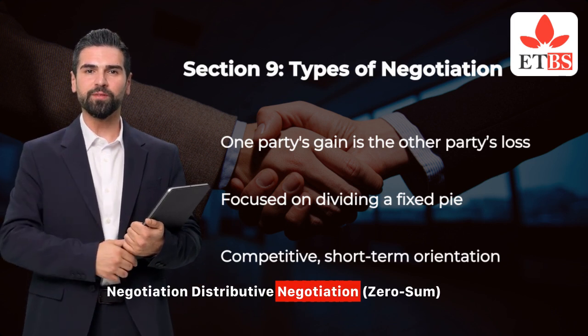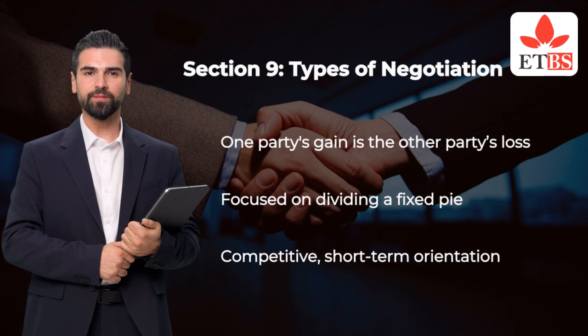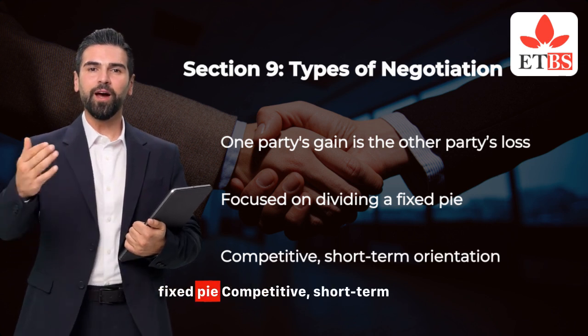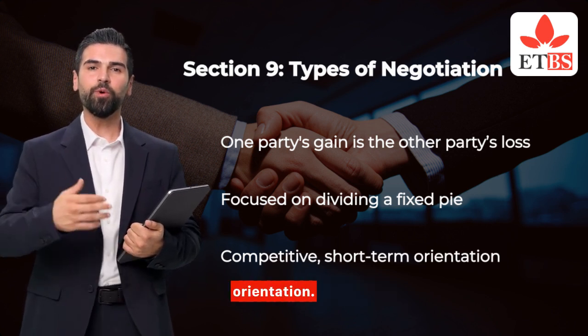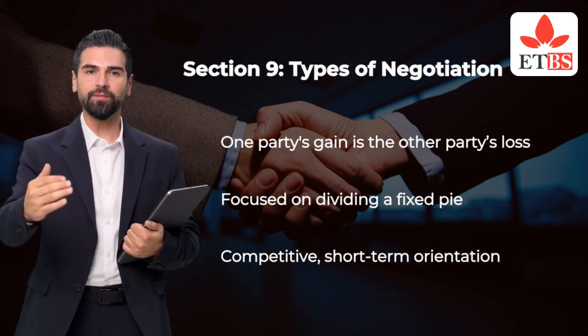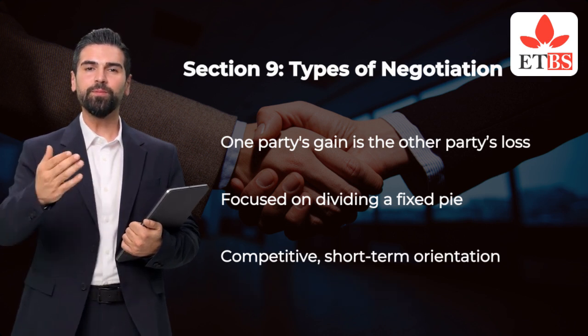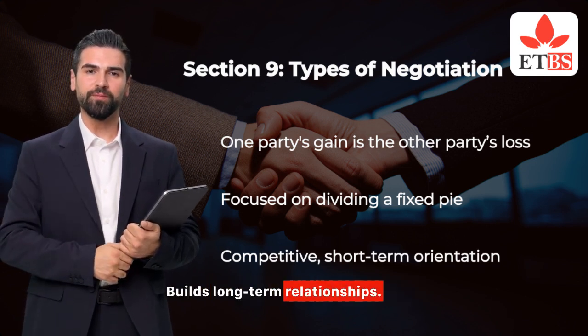Section 9. Types of negotiation. Distributive negotiation, zero sum: one party's gain is the other party's loss, focused on dividing a fixed pie. Competitive, short-term orientation. Integrative negotiation, win-win: collaborative, interest-based, expands the pie before dividing it. Builds long-term relationships.